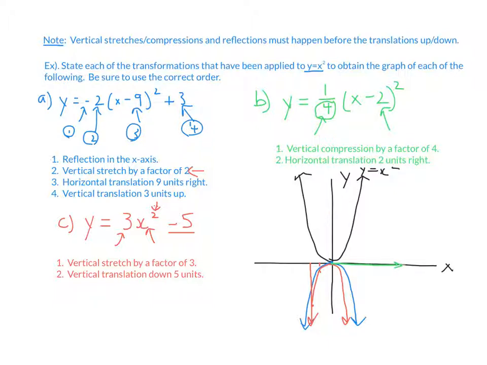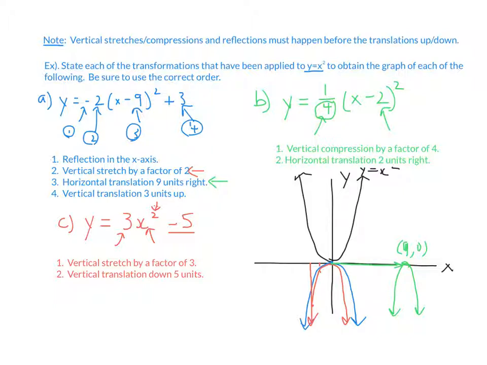So my vertex now is over at 9, 0. And it's still skinny, it's still opening down. So it's still skinnier than my y equals x squared, still opening down. So that's the 9 units to the right, and now I need to translate that 3 units up.